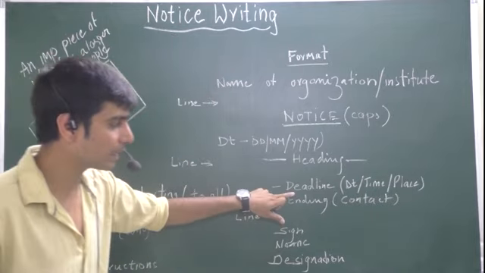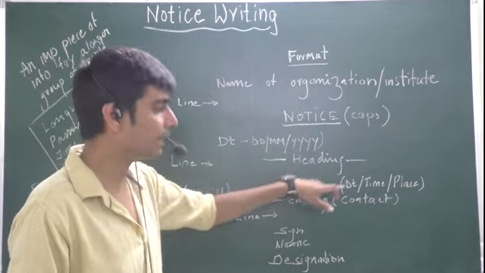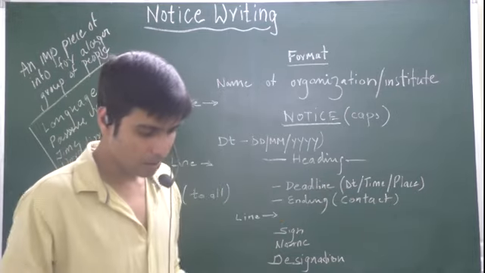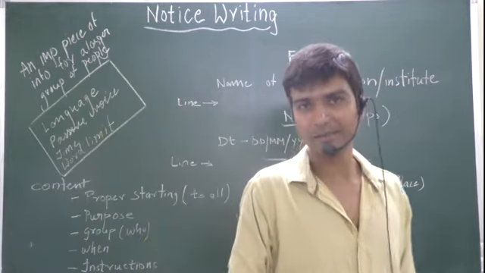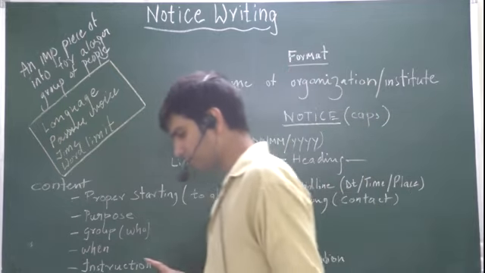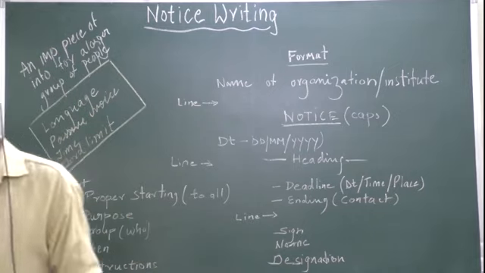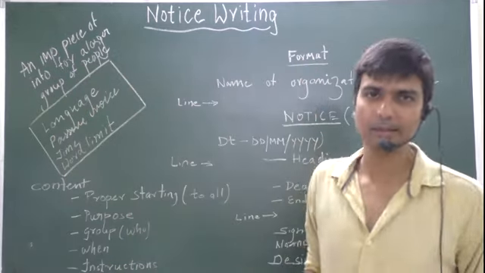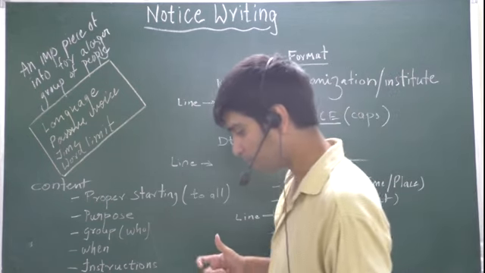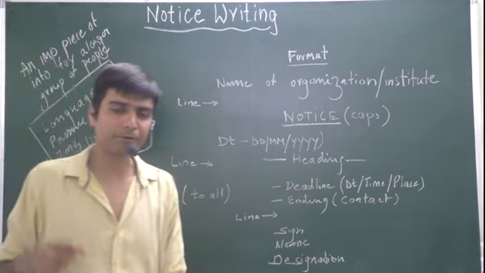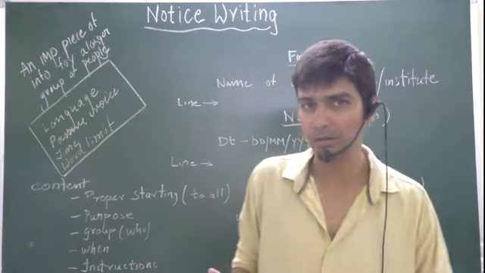Next comes the deadline. The deadline here should be a proper date, time and place. Keep one thing very precise. There should be a proper time provided while giving the deadline. For example, your notice is given out, or you're providing the notice to all on 15th of June.